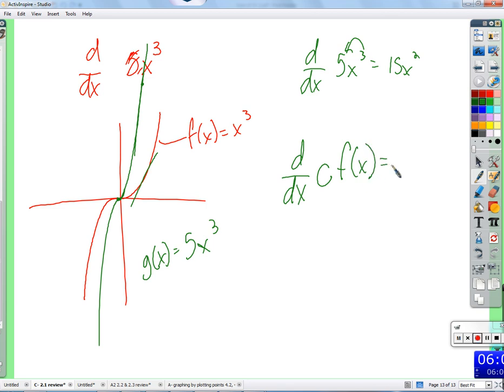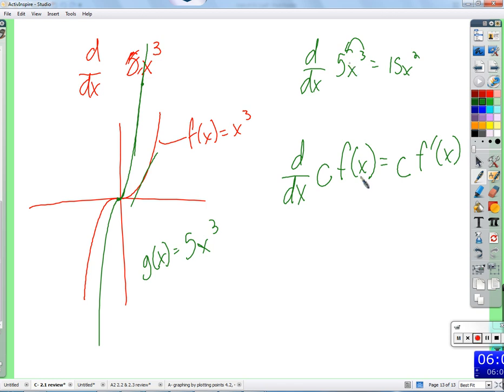I think that works out. Constant times the derivative. So really, it's not so much that 3 comes down and gets multiplied by 5, though that's what we start doing in short order. It's really 5 times the derivative of x cubed. The derivative of x cubed is 3x squared, right? And 5 times 3x squared would give you 15x squared.